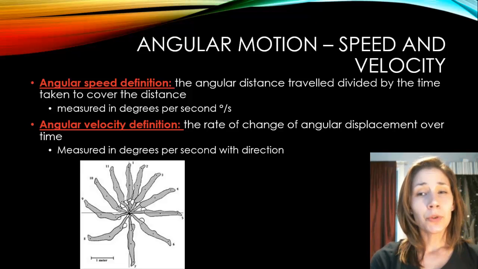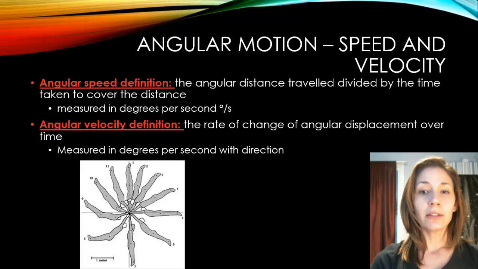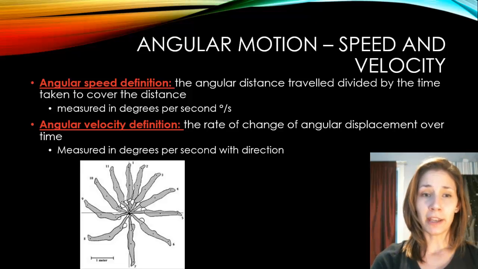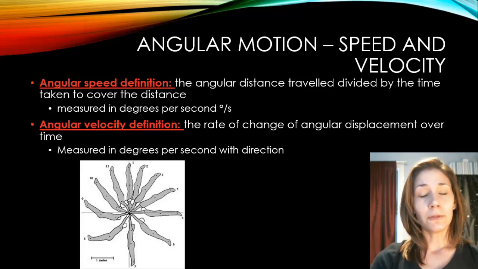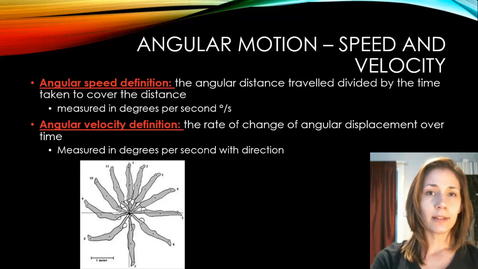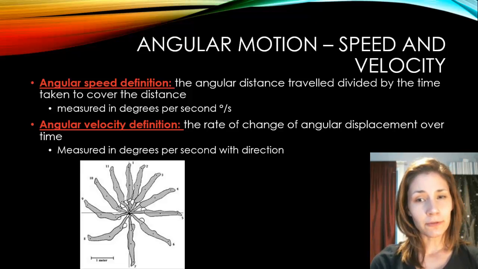Alright, angular motion can also explain speed and velocity, and this is where it gets tricky. Angular speed is the angular distance travelled divided by the time taken to cover the distance. So for example, again, if that gymnast did 360 degrees of that whole bar, the speed would be how long it takes him to get to that point. Angular velocity is the rate of change of angular displacement over time.